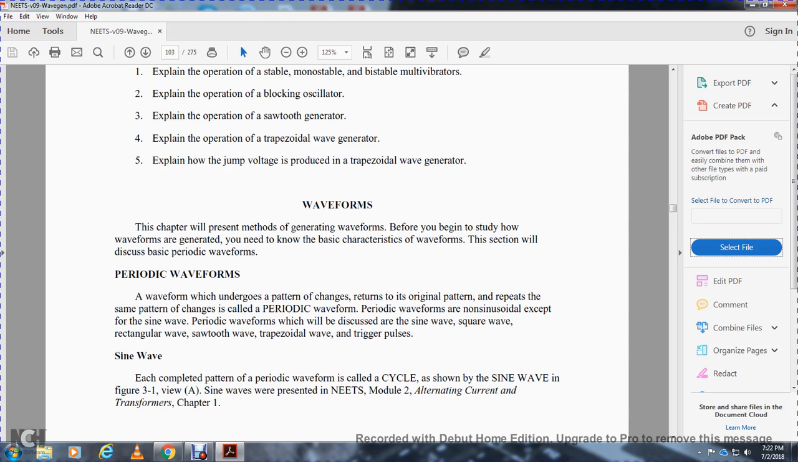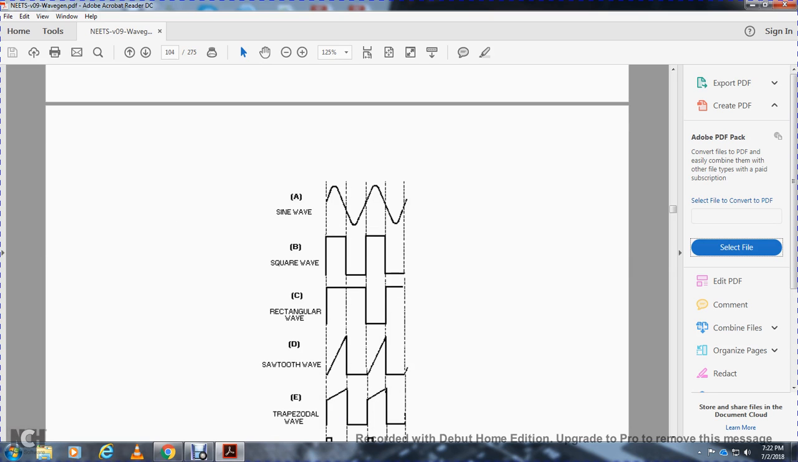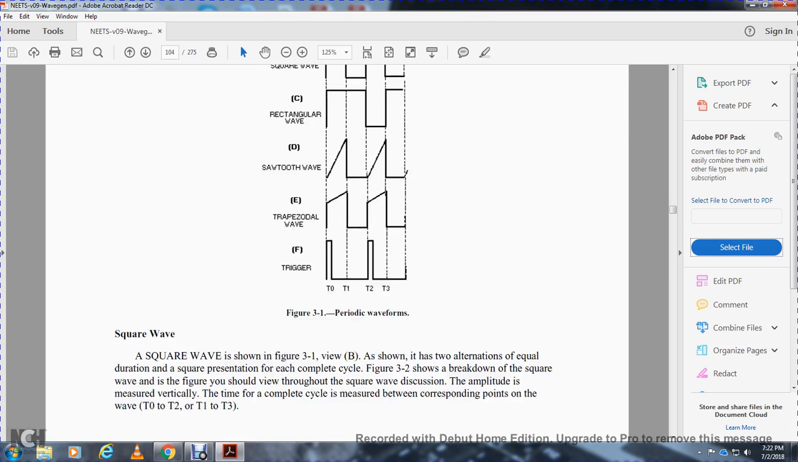Periodic waveforms are sinusoidal or non-sinusoidal. The periodic waveforms which will be discussed are sine waves, square waves, rectangular waves, sawtooth waves, trapezoidal waves, and trigger pulses. Sine wave. Each completed pattern of the periodic waveform is called a cycle, as shown in the sine wave in Figure 3.1 View A. Sine waves are presented in NEETS Module 2, Alternating Current and Transformers, Chapter 1.